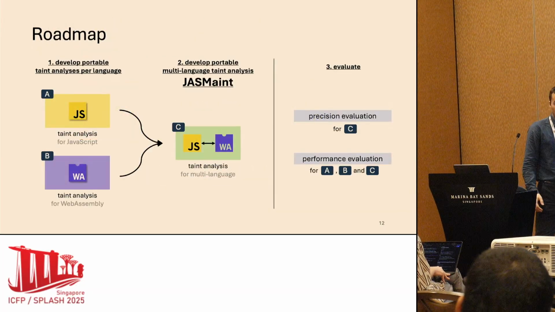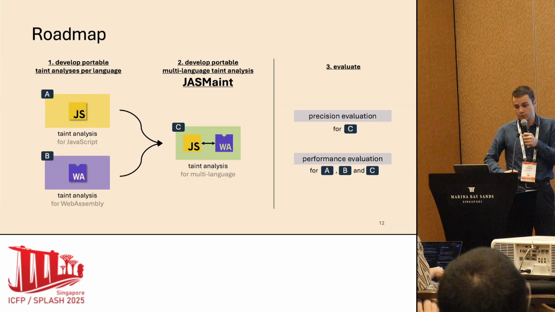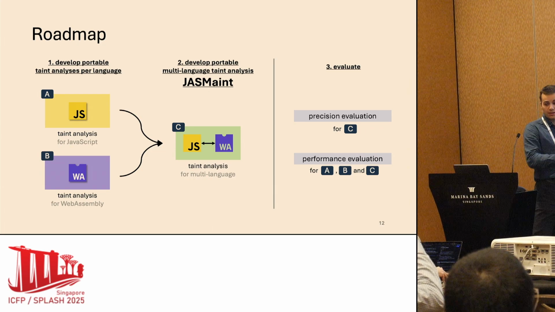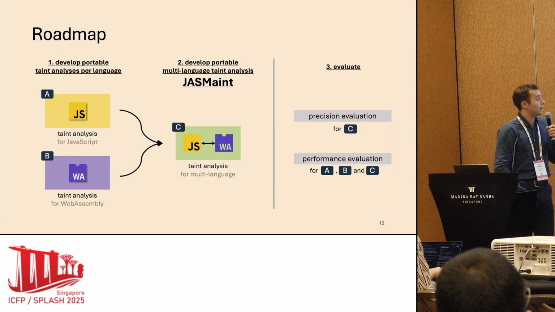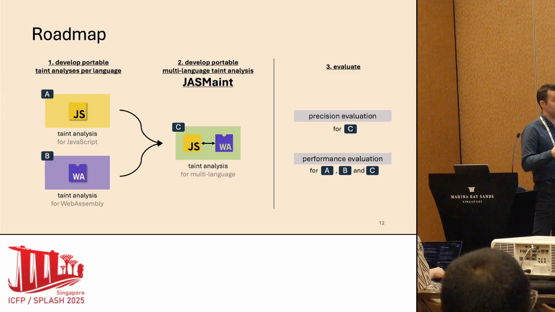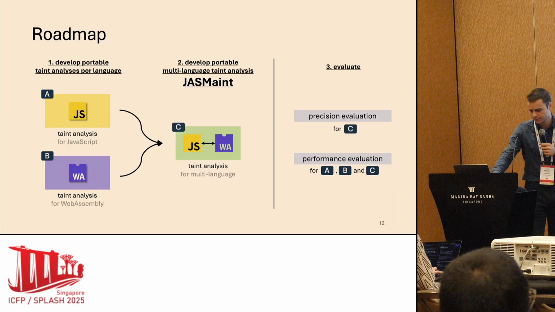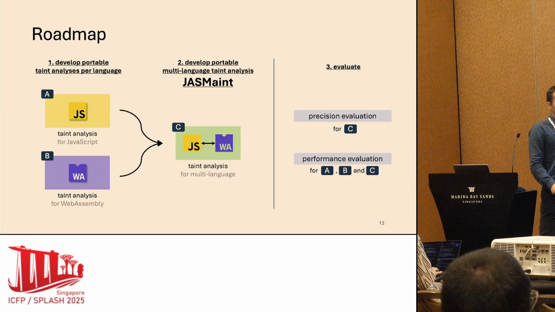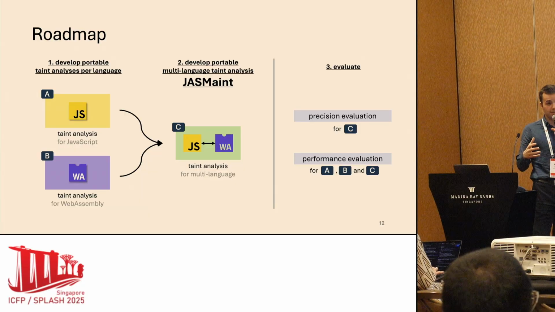So we developed JASMaint, which is a multi-language taint analysis. And we wanted it to be portable, but before we built JASMaint, we first individually developed a dynamic taint analysis for JavaScript, another dynamic taint analysis for WebAssembly, and then we provided an orchestrator to essentially combine the two taint analyses to reason about multi-language applications. And one key aspect of our implementation is that we wanted it to be portable. So essentially to have that analysis be deployed in multiple contexts wherever JavaScript and WebAssembly programs can interoperate.